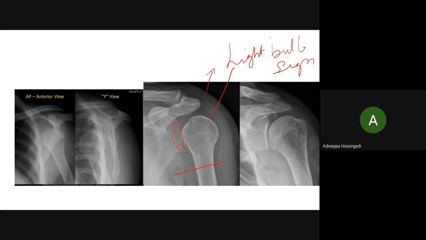Nowadays you are the generation of LED bulbs, but there was a bulb which looked like this, isn't it? Yes, this is a classical light bulb sign. Compare these, please remember these two pictures very, very clearly in your mind. This looks like a light bulb. This is not a light bulb. So the light bulb sign is the classical radiological hallmark for posterior dislocation of the shoulder, most common following epilepsy. We'll come to the details of posterior dislocation a little later.